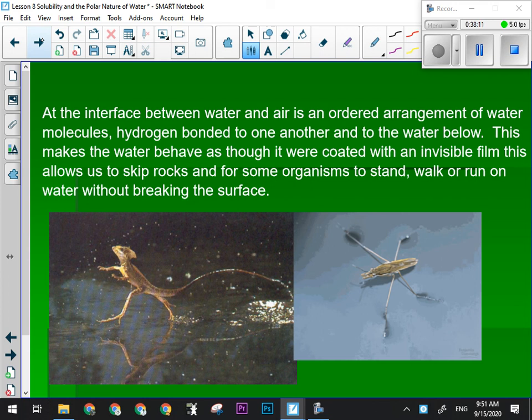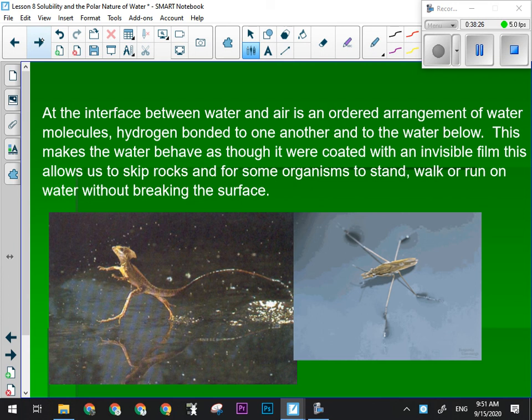Could you get this thing to sink? Yeah. How? Throw a rock beside it. You'll break the surface tension, and it'll sink. Anything that'll break the surface tension.